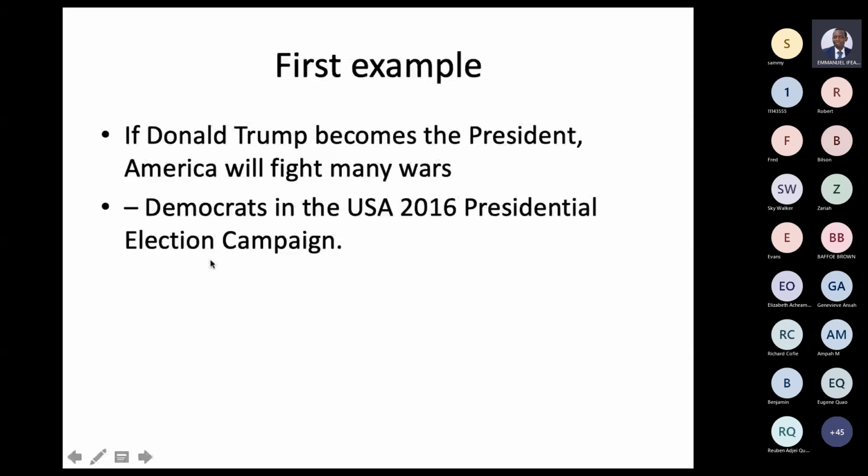First example: if Donald Trump becomes the president, America will fight many wars. This was the argument of some Democrats in the USA during the 2016 presidential election campaign.